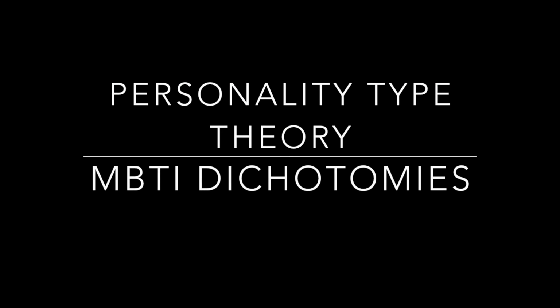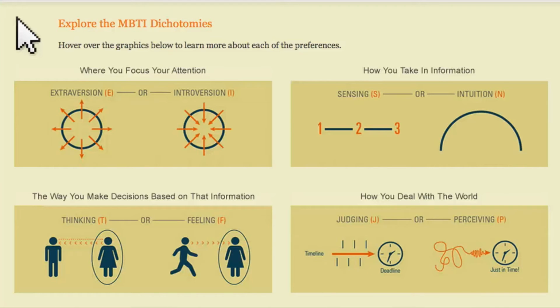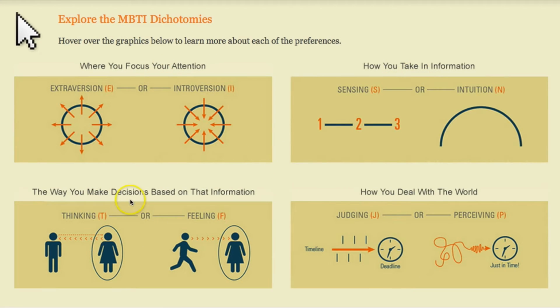The MBTI dichotomies are a central framing theory behind personality type theory. You've probably been wondering what the four letters at the top of your report mean. These letters indicate your natural preferences that you use every day when focusing your attention, taking in information, making decisions, and dealing with the outer world. In other words, it's your personality type.